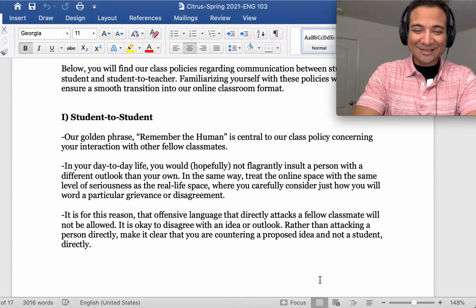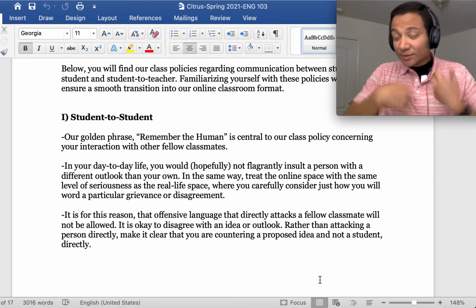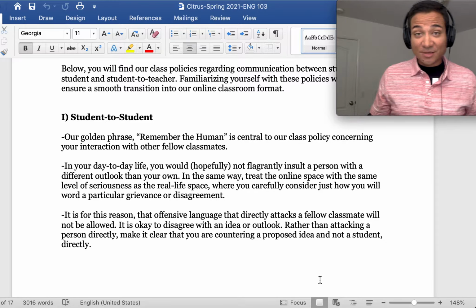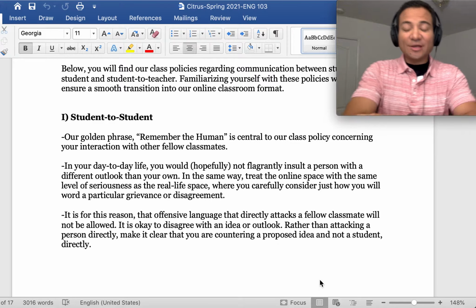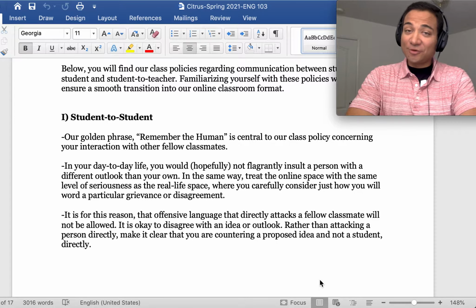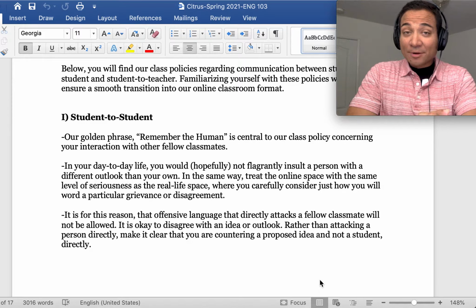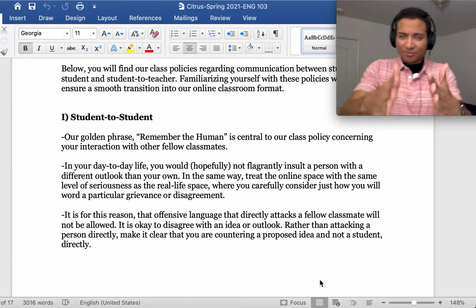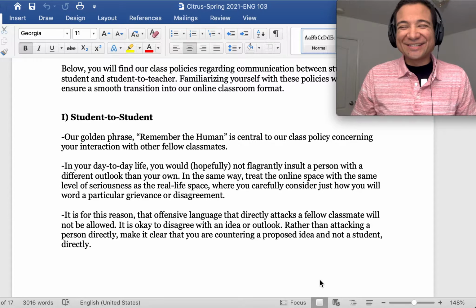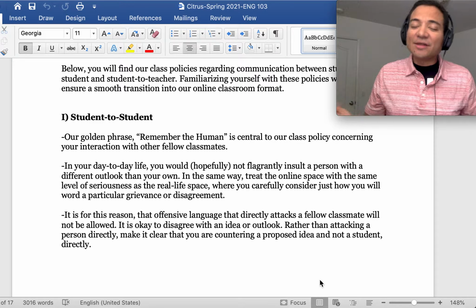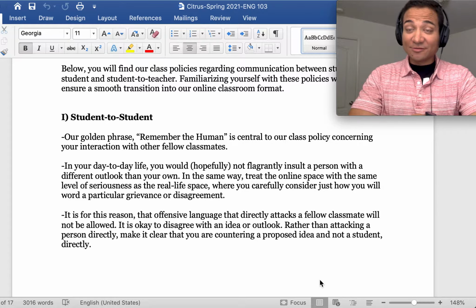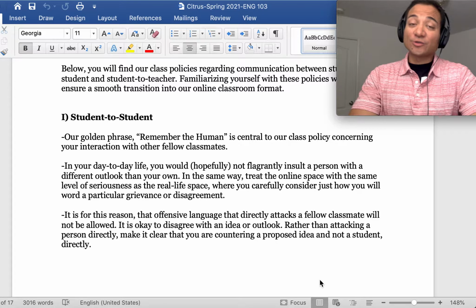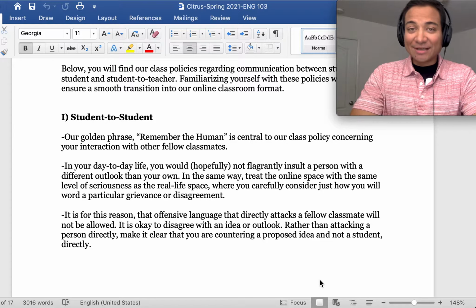so you and your classmates. Listen, we're all individuals, we're different people, we have different perspectives, and it is okay to disagree with a classmate's point of view. But remember, do not attack the person directly. Instead, make it clear that it's the idea that you're taking contention with. As an instructor, it's my prerogative to not allow racial slurs or hate speech. So please know that I will not allow that.